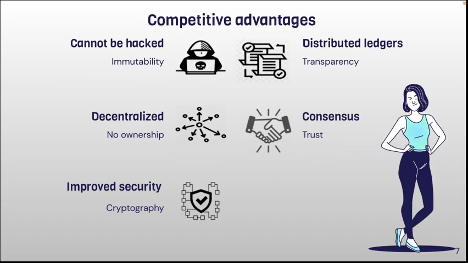And here we have the competitive advantage of blockchain, it cannot be hacked. It's decentralized, it means that it has no ownership. Security uses cryptography, has distributed ledgers, which makes it more transparent, everyone knows what's happening. And the consensus is the trust, so everyone can trust each other because they are working on the same network.